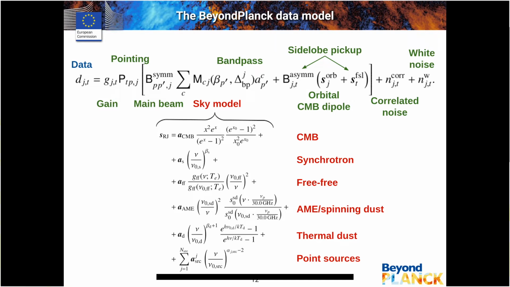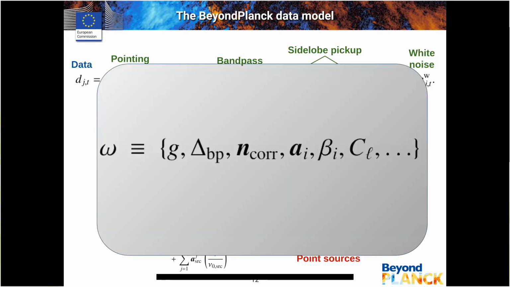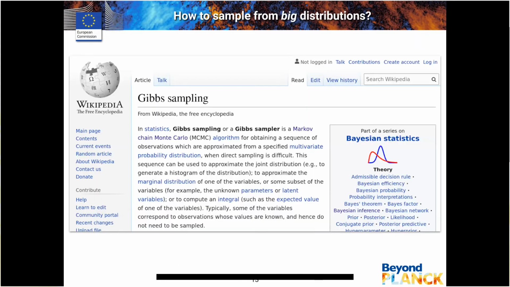So then, as I said, what you do is you take omega, let it be this set of all of these parameters, these millions or billions of free parameters in your model, and you map it out. And the way we do that is with this process called Gibbs sampling, which is basically an MCMC method that allows you to look at these huge distributions in an iterative way instead of trying to directly invert the whole thing.